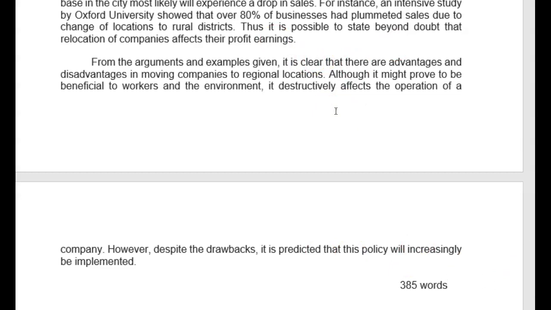Let's fix this now, this destructively affect. This negatively affects this, what else? Let's see, although it might prove to be beneficial to workers and the environment, it drastically affects, you could say. That also would have been okay.